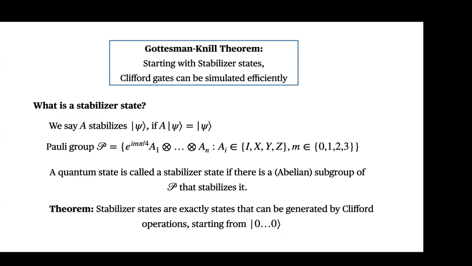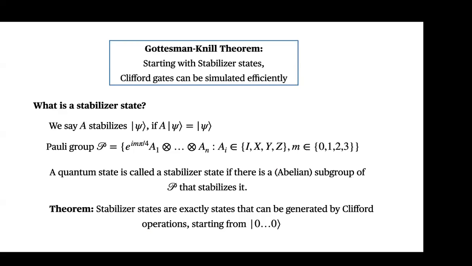What the Gottesman-Knill theorem tells us is that if you start not only from the all zeros state, but from a family of quantum states known as stabilizer states, then you get easy to simulate computation. So what is a stabilizer state? Some definitions: we say an operation A stabilizes a vector psi if psi is a +1 eigenvector of A.